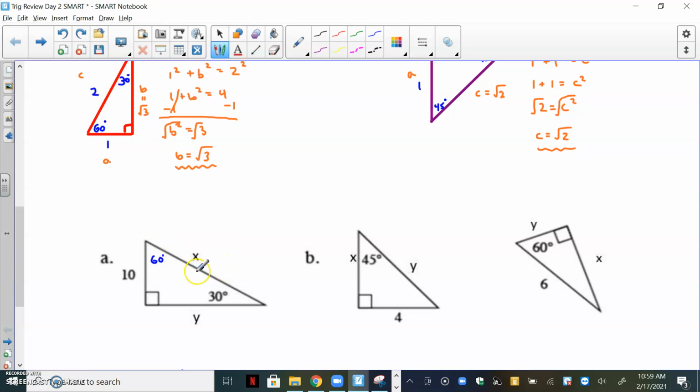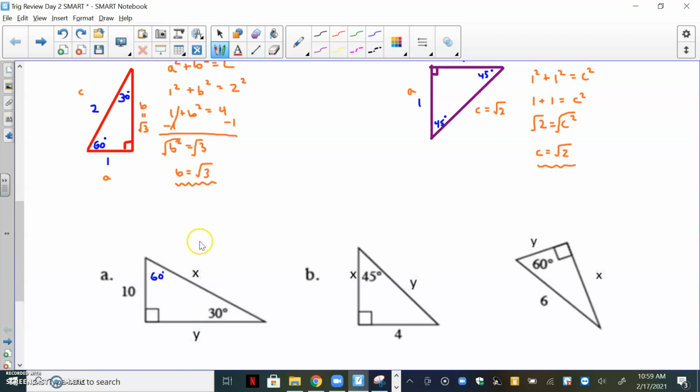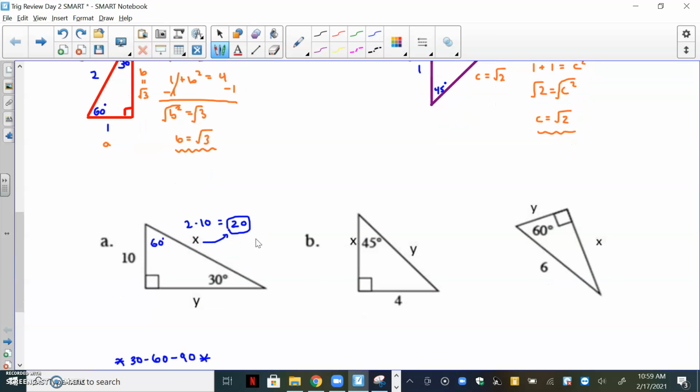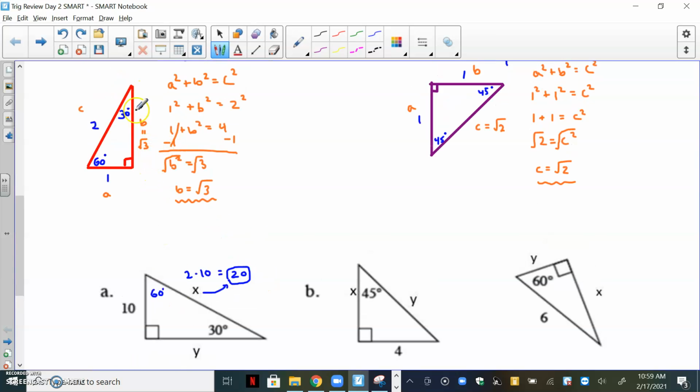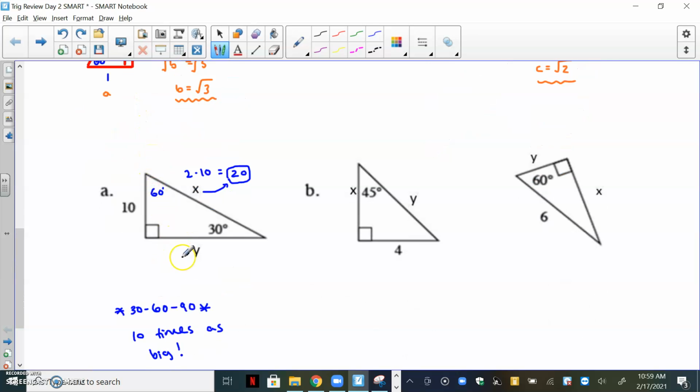So x matches with 2. Because it used to be 2, we just multiply that by 10. And we find out that this side is 20. X equals 20. For y, it matches with this square root of 3 side, so we just have to multiply square root of 3 by 10.